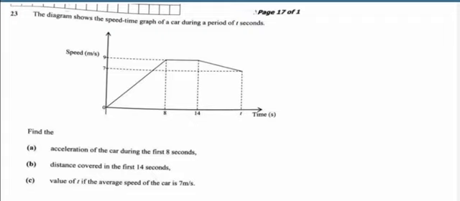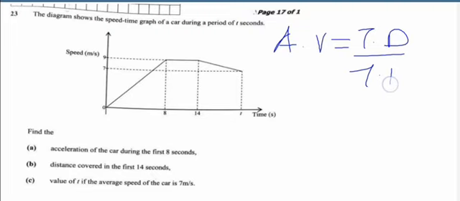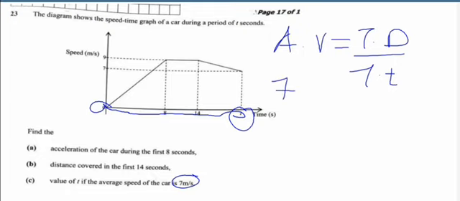So it is saying, we need to find the value of t if the average speed of the car is 7 meters per second. So the average speed is given by the total distance over the total time taken in this case. Now, the total distance is the distance from t. Then the total time taken is just t itself. So in this case, we have been given the average speed, which is 7. So we need to put the average speed here.